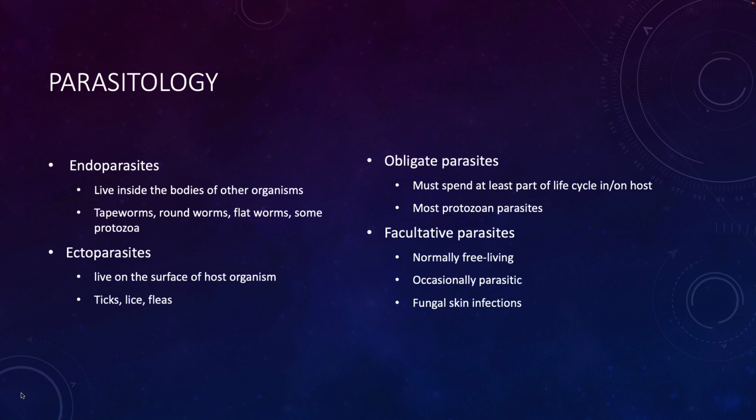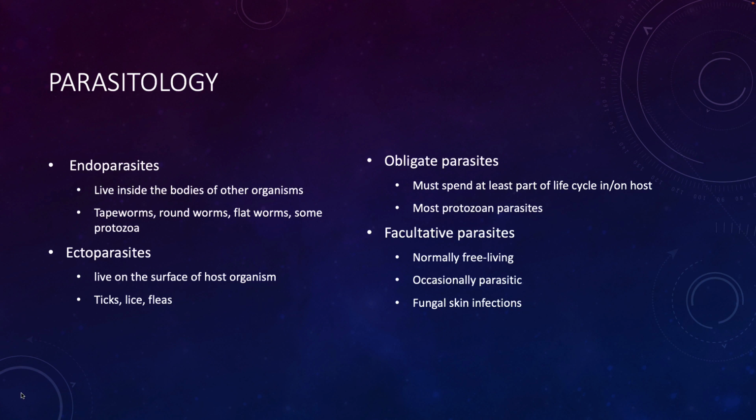The other type of parasite would, of course, be the opposite of an inside parasite. It'd be an outside parasite. We call those ectoparasites. Things like ticks, lice, fleas that would be found on the surface of an organism but don't generally get inside of the organism's body.